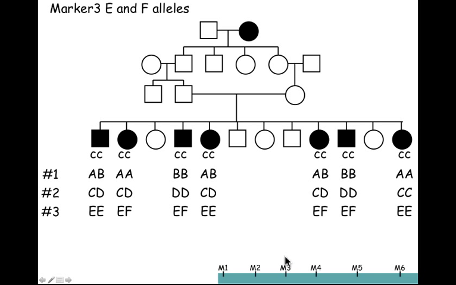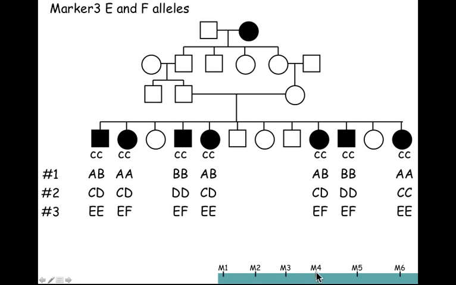If we go a little further over to M3, now we kind of look at this and say, okay, well, there's a lot of ones which are homozygous for E, and there's some that are homozygous for EF. So maybe we're seeing more E alleles than we're seeing F alleles, so maybe we're starting to see a bit of linkage, but it's not very tight at any rate.